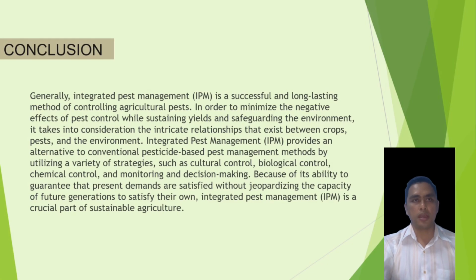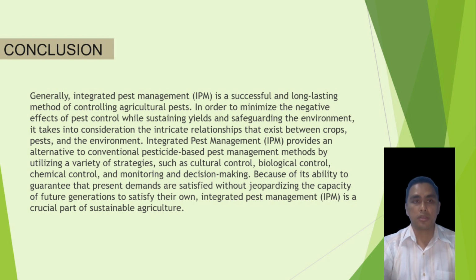The advantage of IPM is its ability to reduce reliance on chemical pesticides, promoting long-term sustainability and mitigating the development of pesticide resistance. Additionally, IPM considers the overall ecosystem, safeguarding non-target organisms and preserving biodiversity. Farmers adopting IPM practices often experience improved yields, reduced production costs, and increased profitability. Furthermore, IPM encourages continuous monitoring and adaptability, allowing farmers to respond promptly to changing pest dynamics.